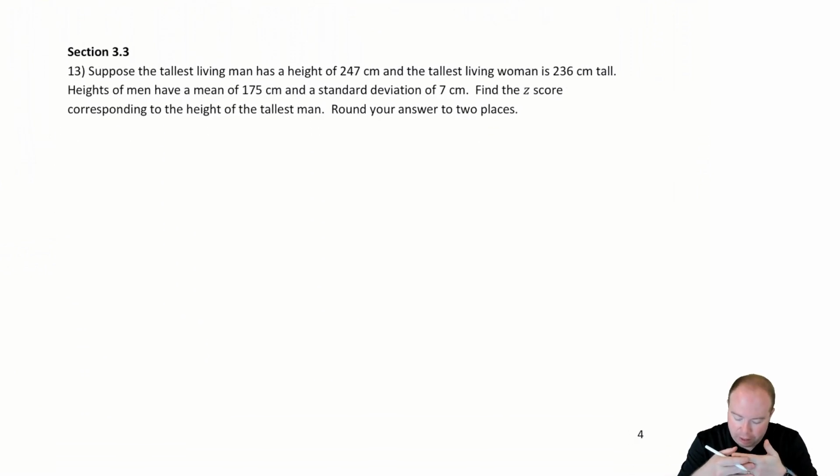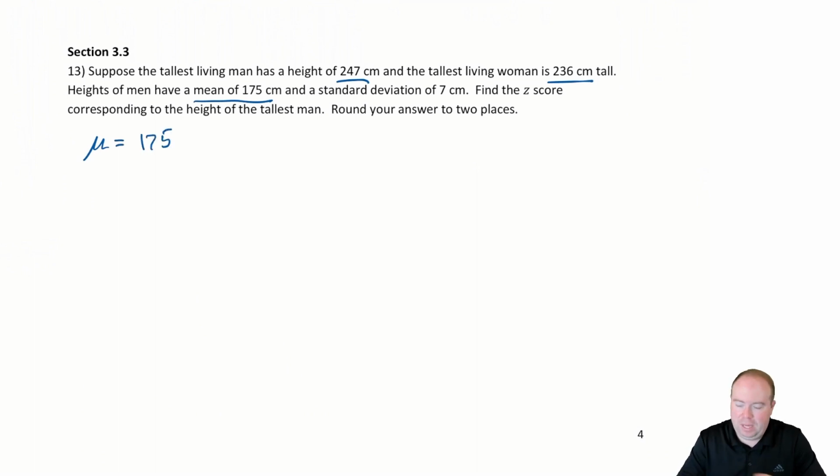Section 3.3, this is where we were talking about measures of relative position. So basically, how does the data relate to each other? Suppose that the tallest man has a height of 247 centimeters, and the tallest woman is a little bit shorter at 236 centimeters. The heights of men have a mean of 175 centimeters. So this is the mean, and we're not talking about a sample right here. Again, we talked about this later in the semester.